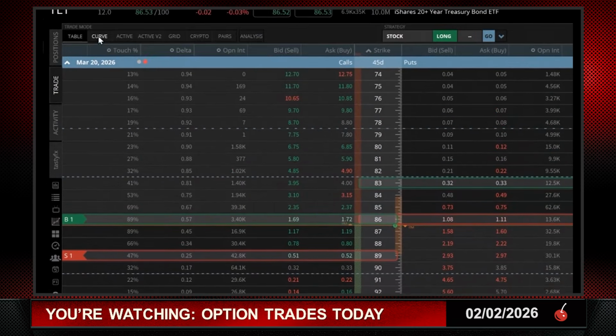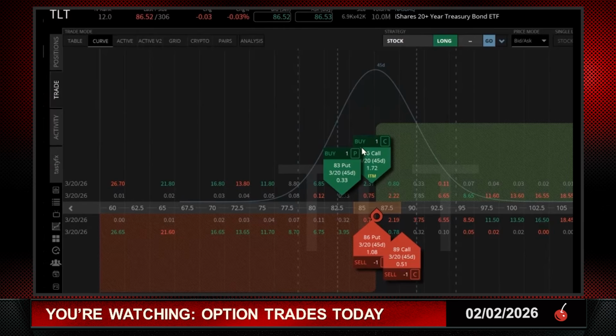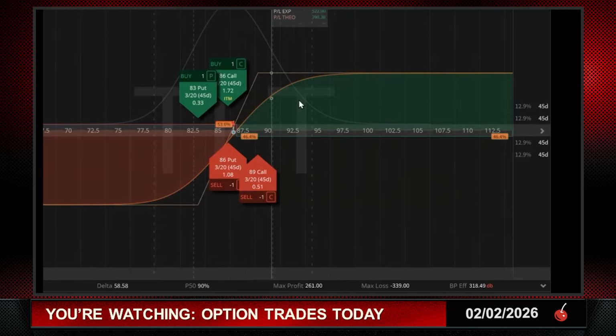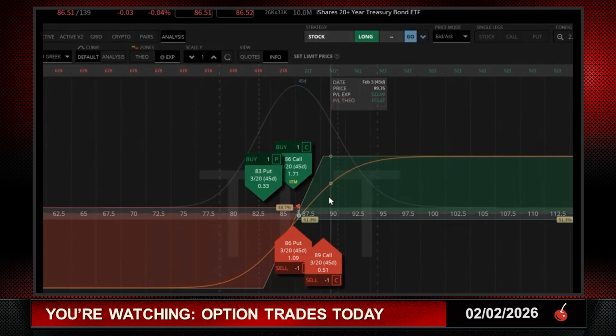Now, I promised those people also who sent me an email, bat@tastylive.com, that I would go to the curve view. So let's take a look at that right now. This is the curve view that we're looking at. This is the analysis of the trade. I can click on analyze, and that will give you a nice little graph of everything that would go on in this trade. I'm going to do it all the way at expiration for you. It's just going to move that line over here.